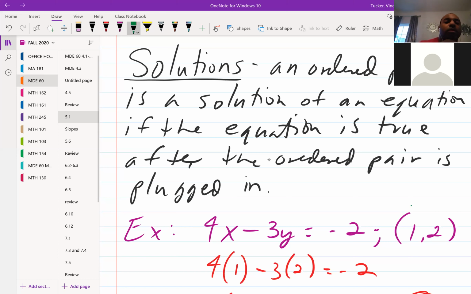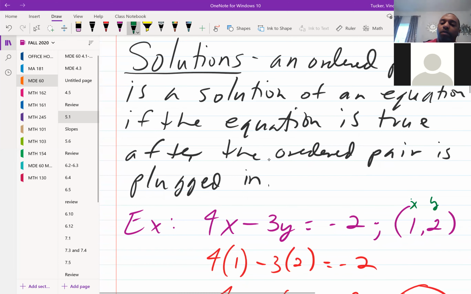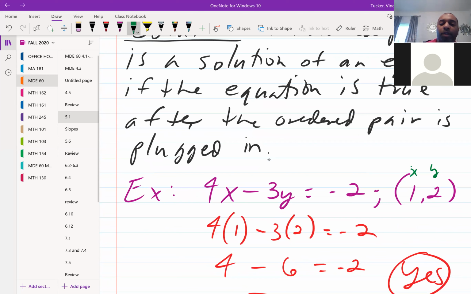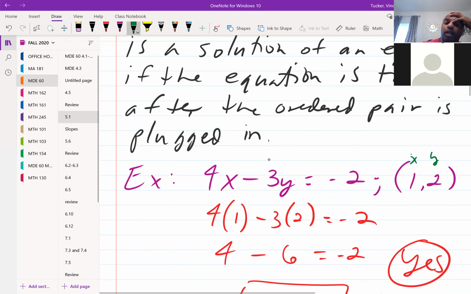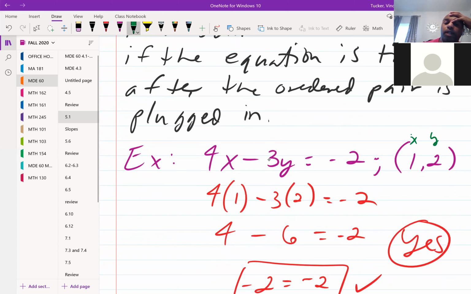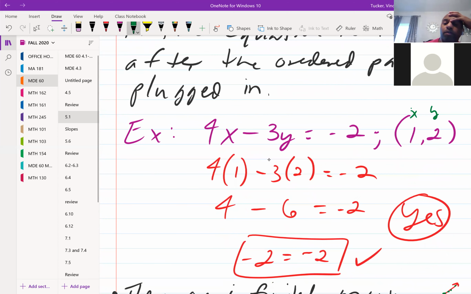All right, so as I mentioned before, the first component of your coordinate is X, the second is Y. So it means X is 1, Y is 2, so we plug them in accordingly. That's 4X minus 3Y, so that's 4 times 1 minus 3 times 2. 4 times 1 is 4, 3 times 2 is 6, so 4 minus 6 is negative 2. And in this case, negative 2 is equal to negative 2, so the answer is yes, it is an ordered pair.